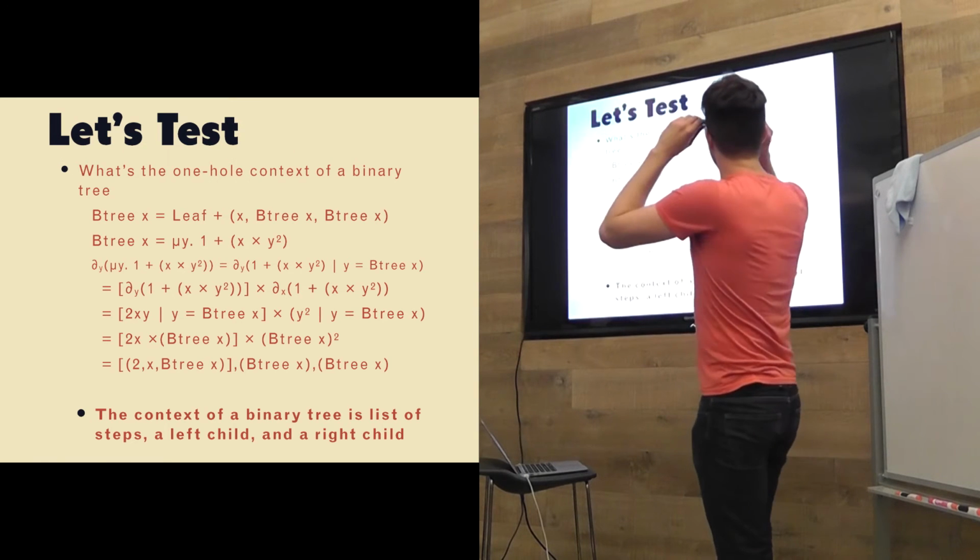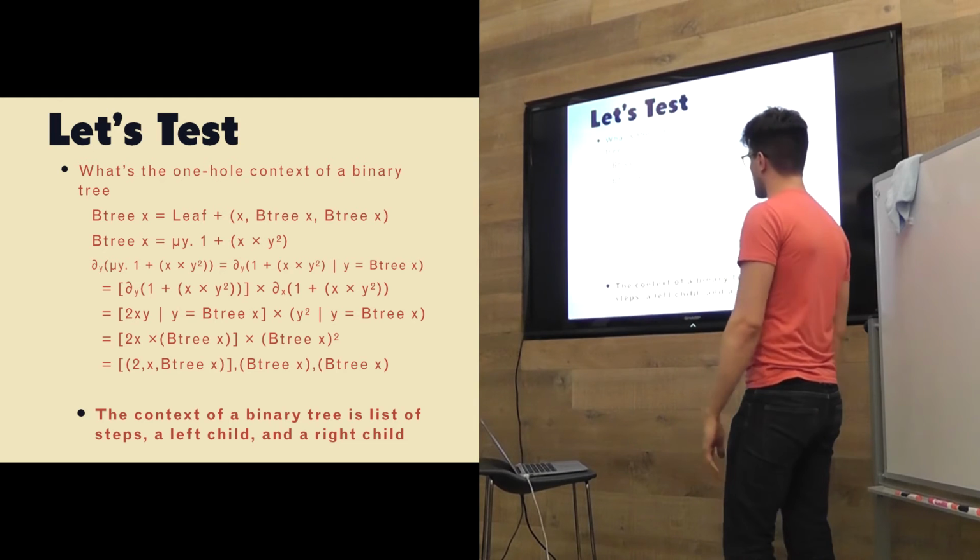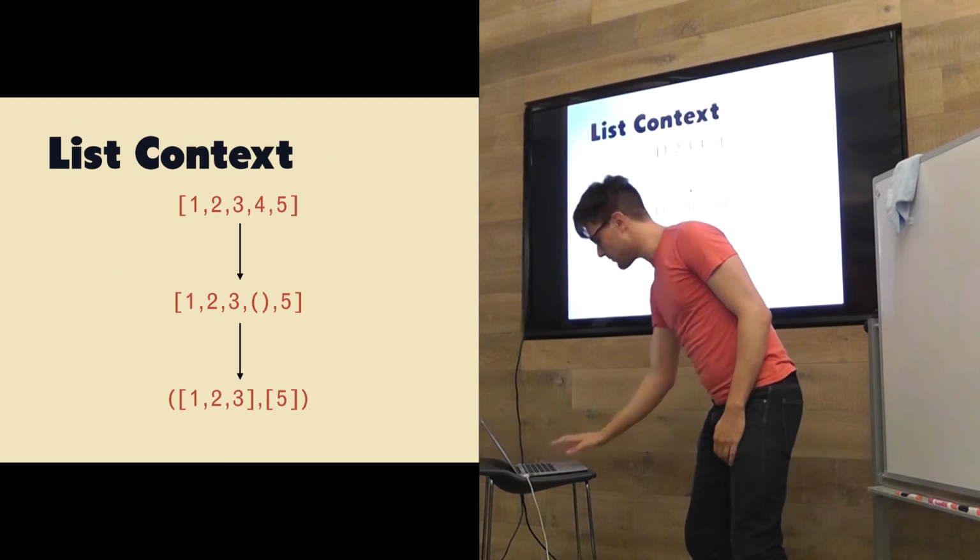No? Okay. So then you can do the exact same thing for the context for binary tree. Can you go back to that last slide? Yeah. I'm sorry. That was fun.